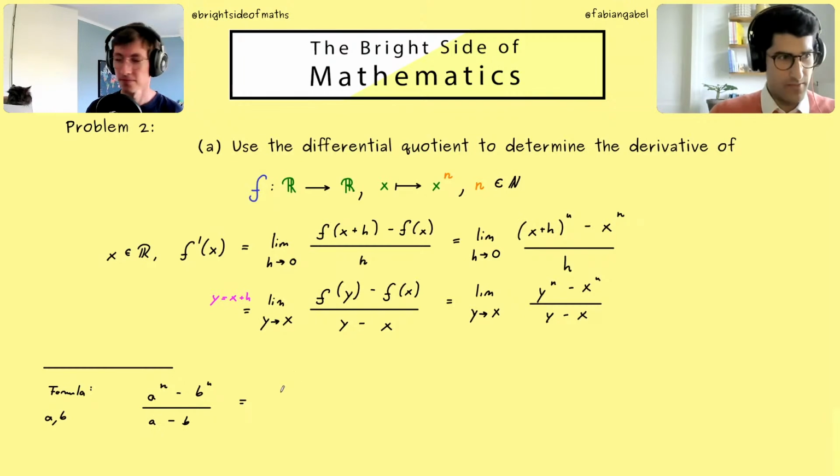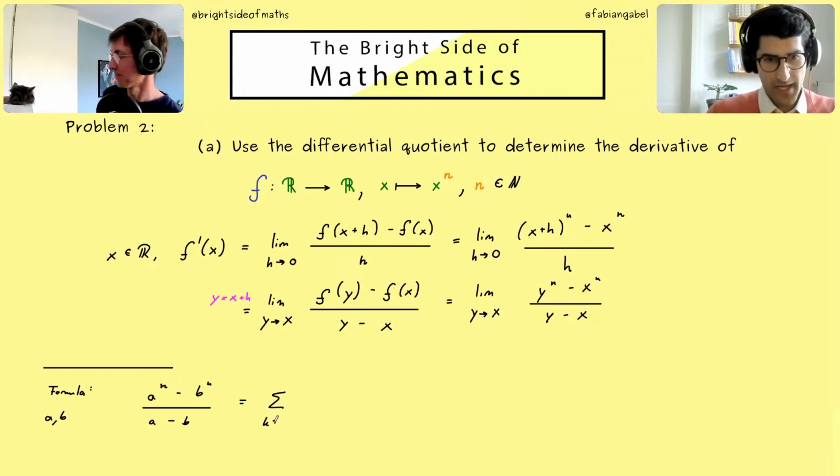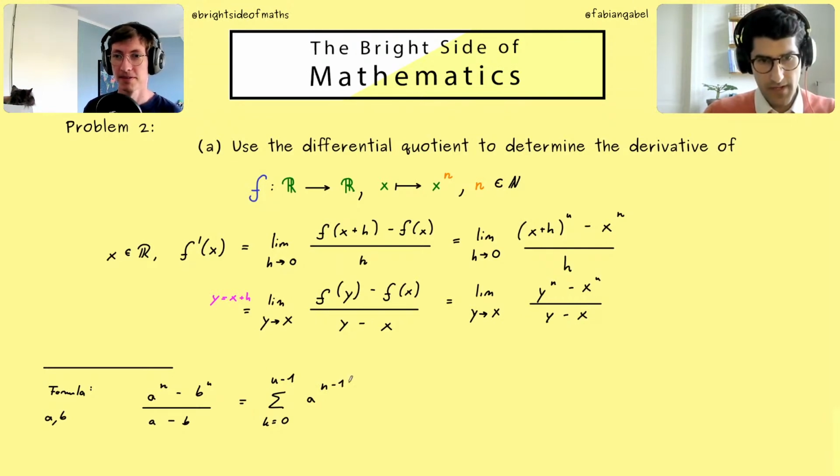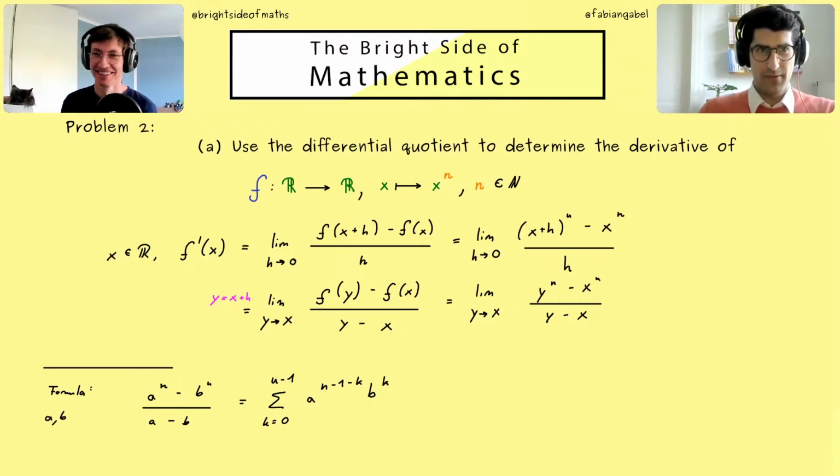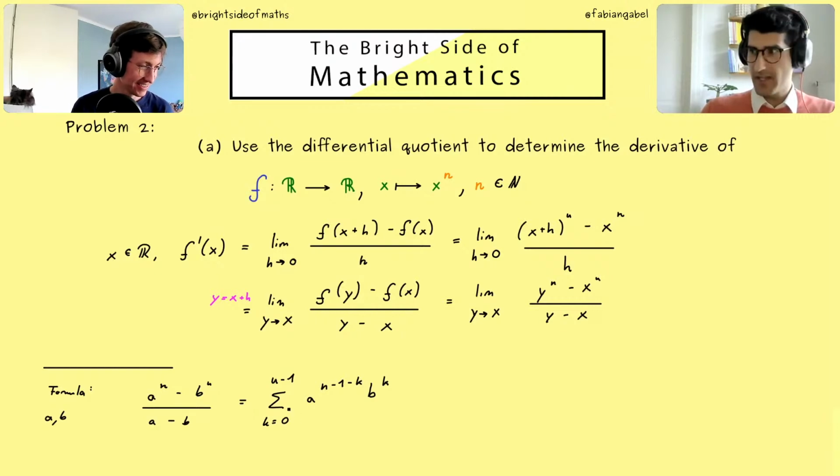We have that this equals the sum going from k equals 0 to n minus 1 of a to the n minus 1 minus k times b to the k. So this looks something like the binomial theorem, but it is not. The binomial theorem always has something in front, right? It has the binomial coefficient here. And is it not like what we call the third binomial theorem from the last video?